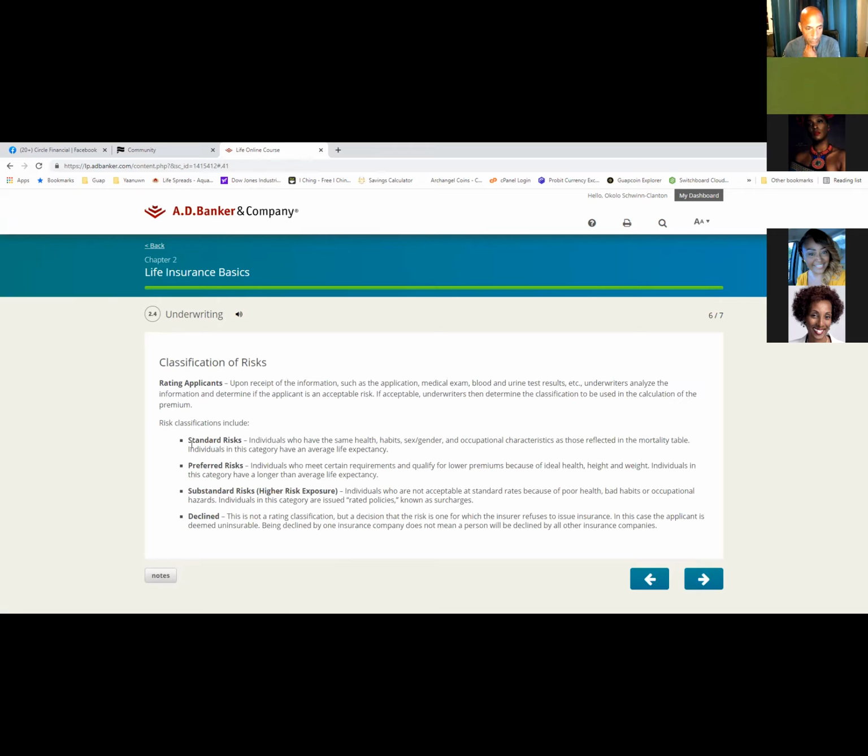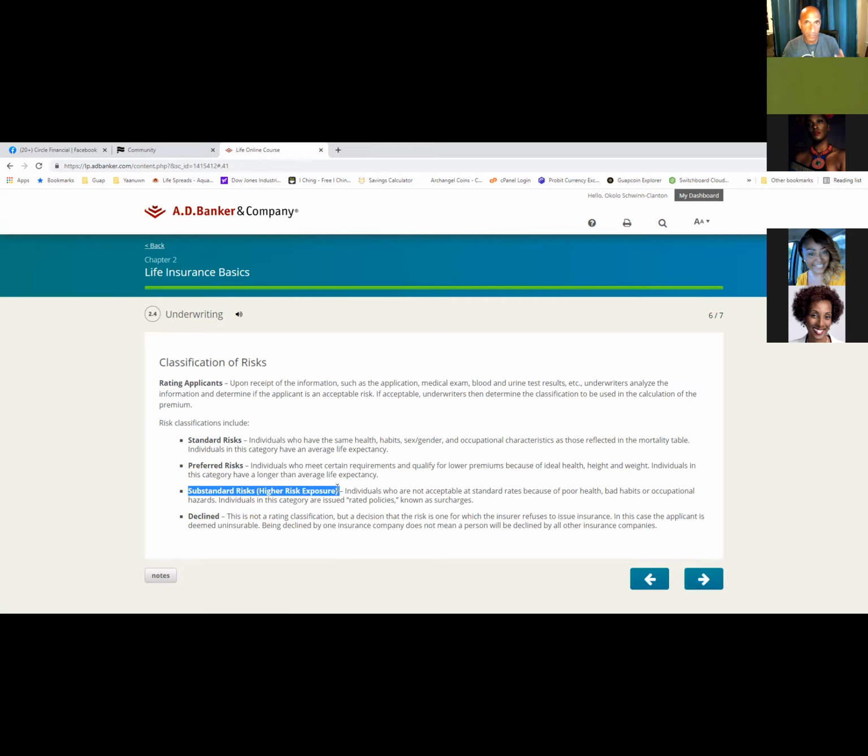Classifications of risk: there's standard risk, which is sort of standard. Preferred is they get a discount from the standard, so that means they're healthier than standard people. Substandard risk is higher risk exposure. These are people who don't fit the qualification for standard or preferred.